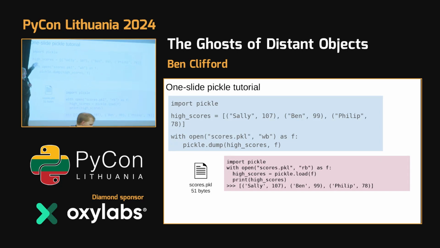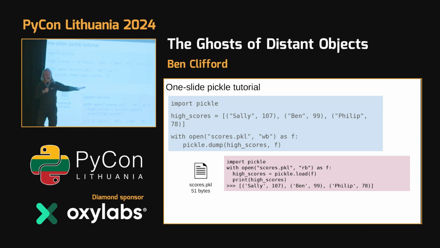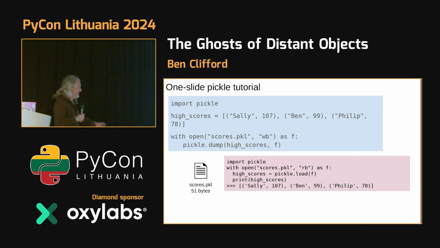Got some high scores. I can open a file in binary mode for writing, scores.pkl, and I can say pickle.dump high scores into the file. And then turn everything off. It's going to write a file to disk. For this, it will be 51 bytes. And then tomorrow, when my game starts up again, I can open the same file in read mode, and I can use pickle.load to load it back in. And that's Pickle. So if you just want to use Pickle, that's everything you need to know about how it works. One slide Pickle tutorial.